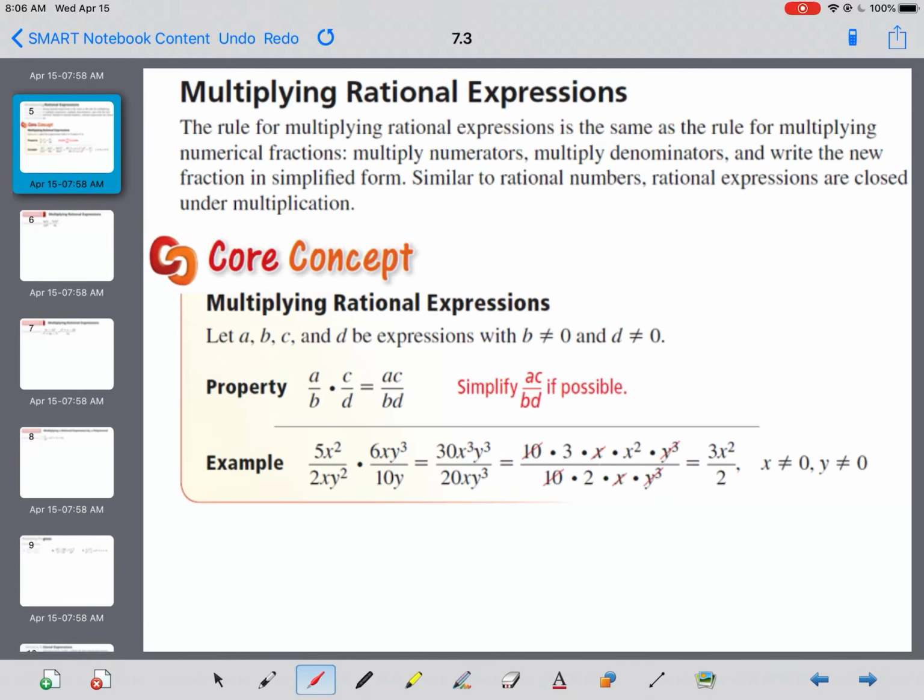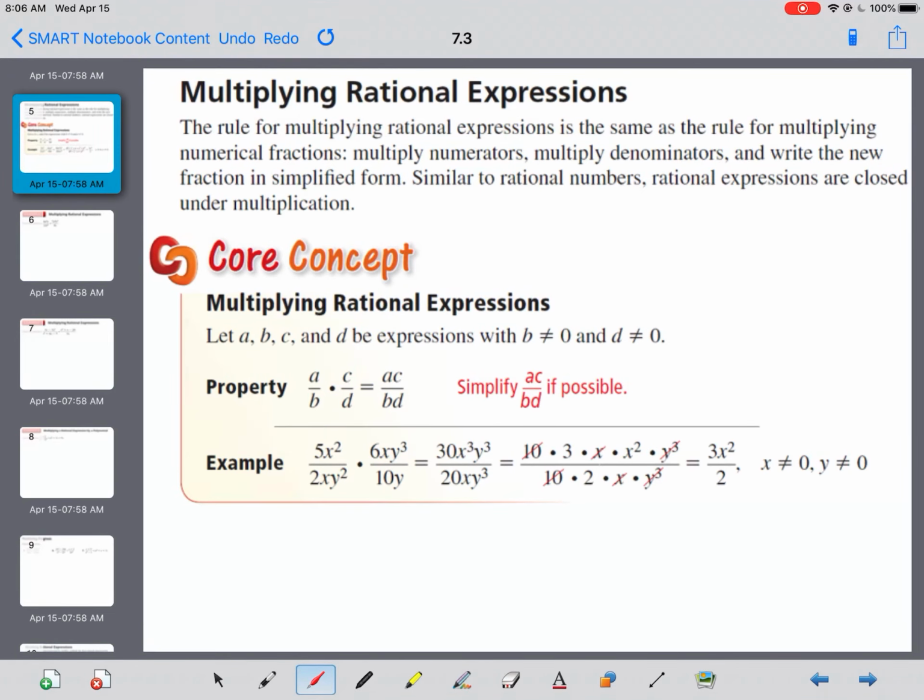Similar to rational numbers, rational expressions are closed under multiplication. We haven't talked about any of that stuff, so we don't really care. Okay? But if you have A over B times C over D, it just becomes AC over BD, and then you simplify if possible. I simplify early and then multiply. They're showing simplify after, which is fine. They've even showed you what it means.